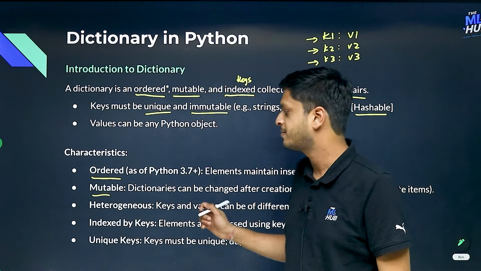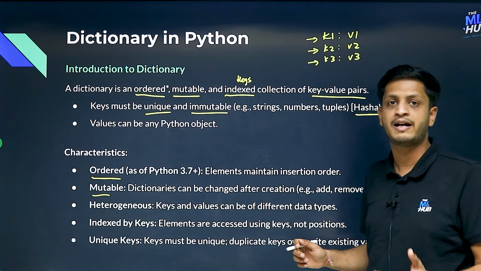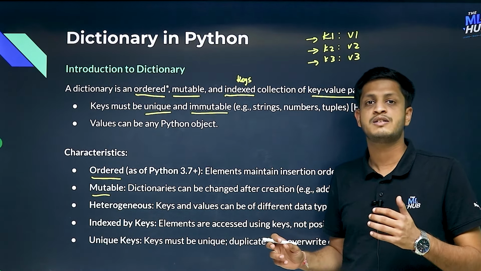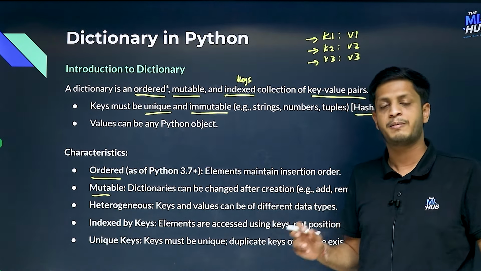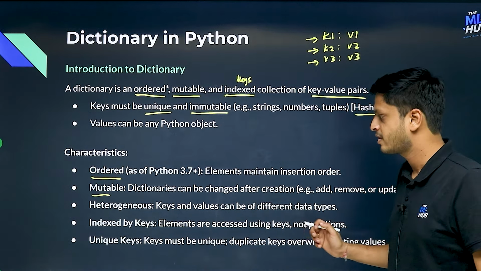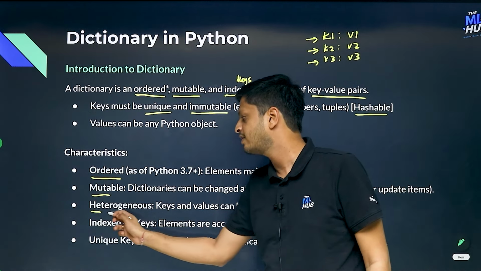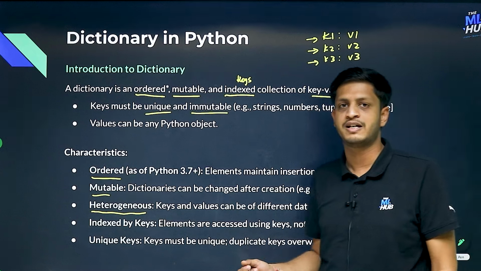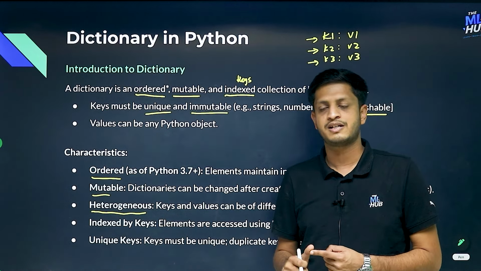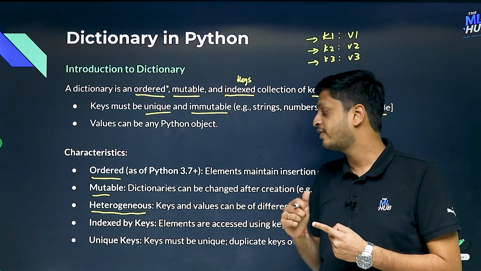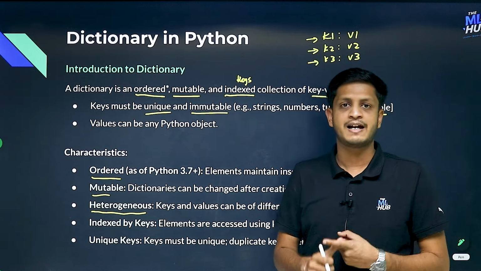Okay, they are mutable, and hence they are unhashable, and hence a dictionary cannot be used as a key in another dictionary. Okay, but it can be used as a value. They are heterogeneous. Okay, so every collection that we have seen except strings was heterogeneous. You can have different data types of elements as keys and as values.